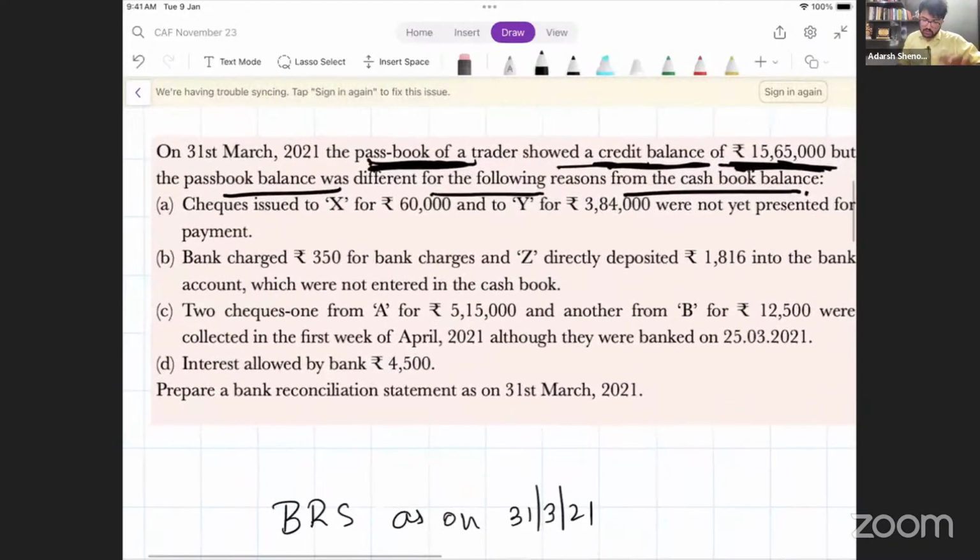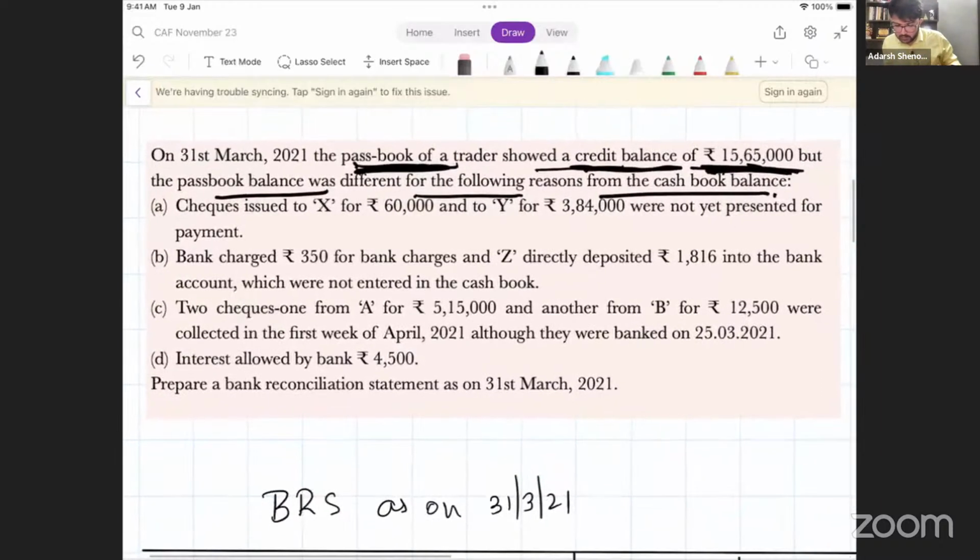Next, bank charged 350 for bank charges and Z directly deposited 1816 into the bank account, which were not entered in the cash book. So, two separate transactions. I will read it one by one. First, bank charges 350. So, bank charges 350 rupees. Which book has moved? I had not recorded this in the cash book. So, which book has moved here? The passbook has moved, right?